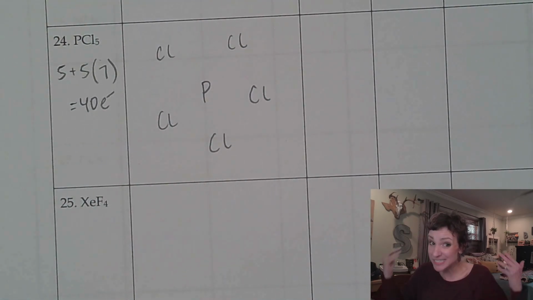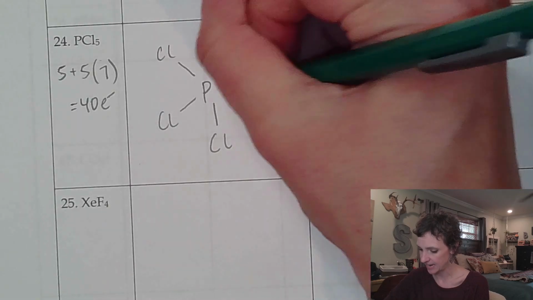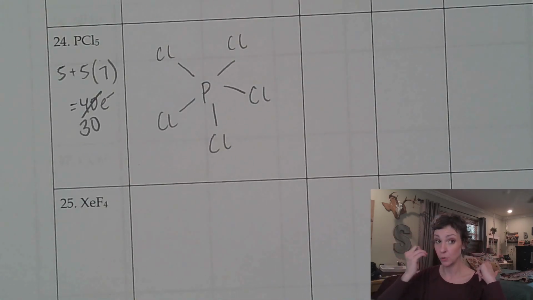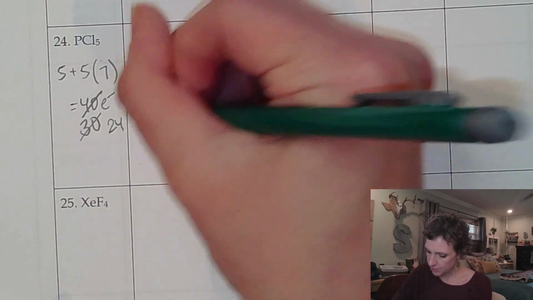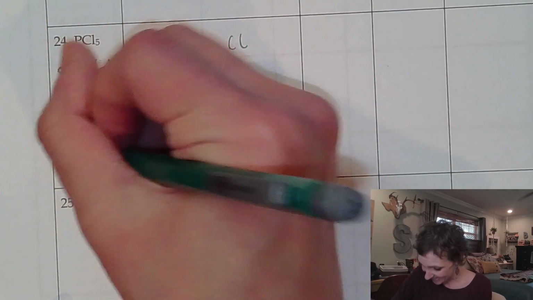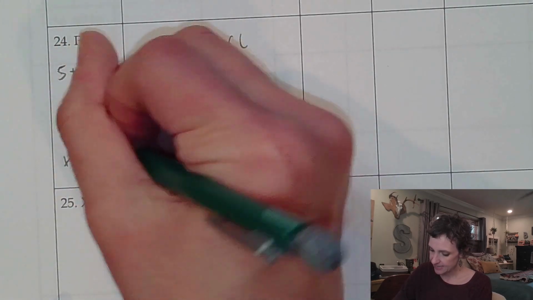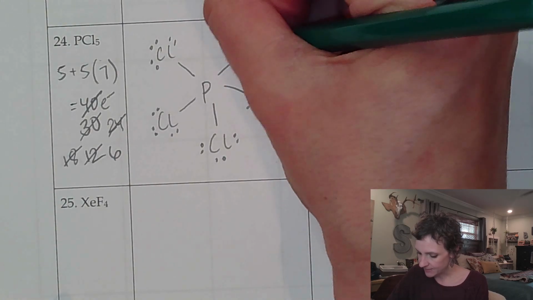Okay, the rules still apply. You connect everybody up to that central atom using a pair. 1, 2, 3, 4, 5, 6, 7, 8, 9, 10. That brings me to 30. Take care of the outer atoms. Each one of those chlorines is going to need 6 more. 1, 2, 3, 4, 5, 6. Now I'm down to 24. Another 6, now I'm down to 18. Another 6, now I'm down to 12. Another 6, now I'm down to 6. And you're like, I think I know where this is going. Yep, 1, 2, 3, 4, 5, 6.